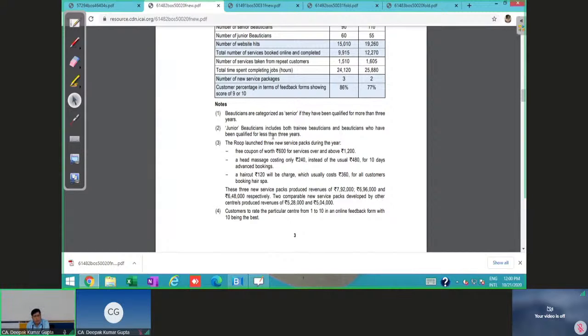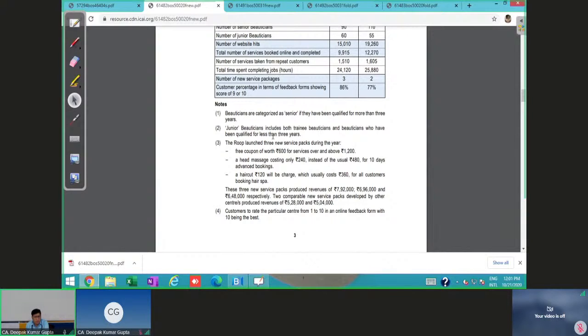First is a free coupon worth rupees 600 for services over and above rupees 1200. Second is a head massage costing only rupees 240 instead of the usual rupees 480 for 10 days advance booking. Third is a haircut for which rupees 120 will be charged, which usually costs rupees 360, for all customers booking the hair spa.